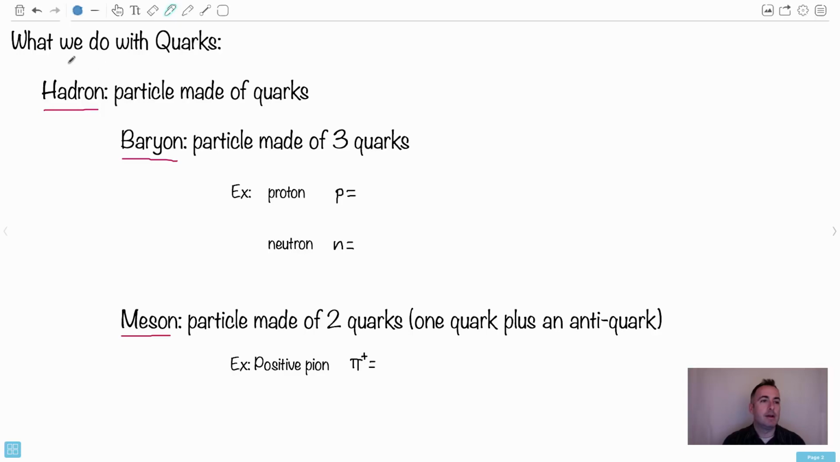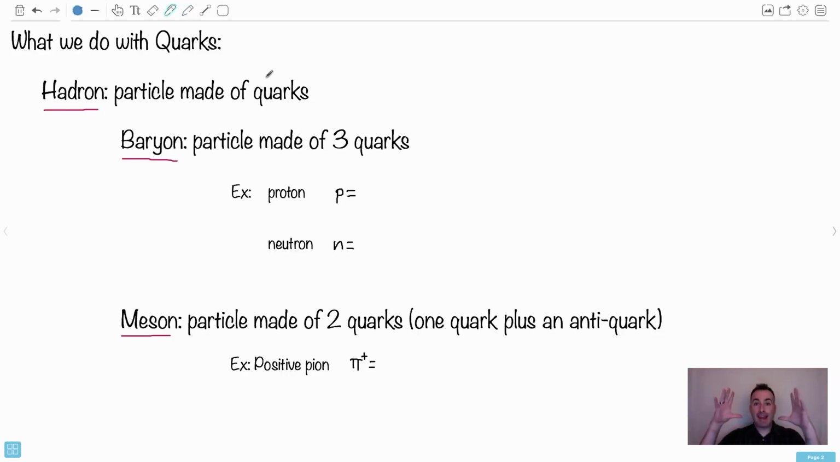So what do we do with quarks? A hadron is a particle made of quarks. So just think of that. There's nothing else needed. You take some quarks, and you make something out of it, that's called a hadron. That's it. I like to think about hadrons as heavy, so these are like the heavier particles.